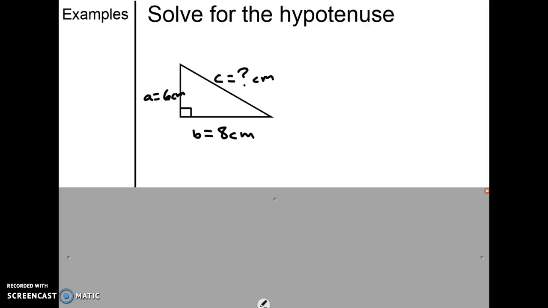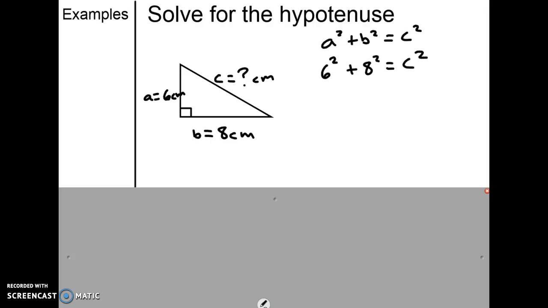Because we're using the hypotenuse, we want to use the form that has a squared plus b squared equals c squared. And then we can just plug in what we already know. We know that a is 6, so this is going to be 6 squared. We know that b is 8, so it's going to be 8 squared. And we're not sure what c is. That's what we're going to find out.